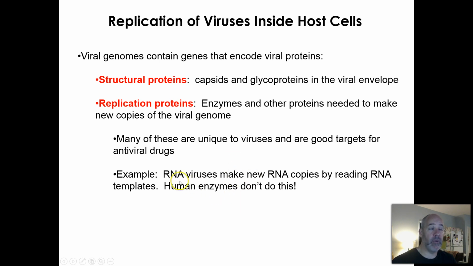Like we were talking about, those RNA polymerases of the RNA viruses, those enzymes read RNA templates and build new RNA molecules. Our RNA polymerase enzymes don't do that. They read DNA and make RNA from that. So there's a lot of research into whether we can come up with drugs that will screw up those viral RNA polymerase enzymes without harming our own enzymes.